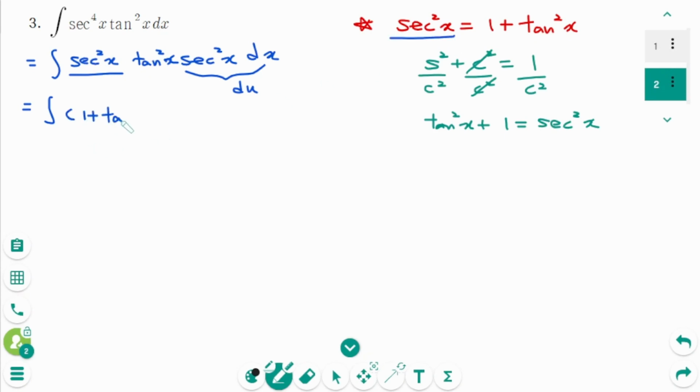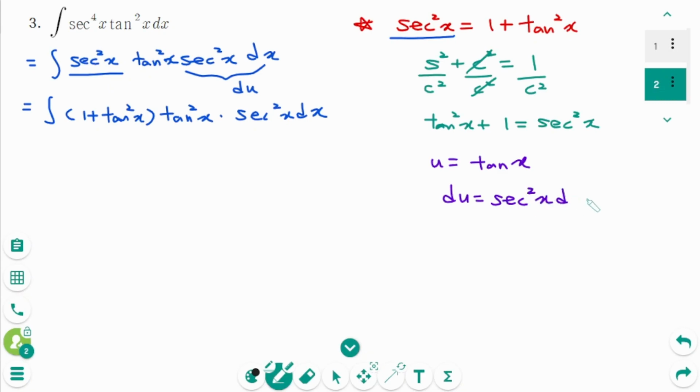1 plus tangent squared x times tangent squared x, then secant squared x dx. Now use u substitution. Let u equal tangent x, then derive on each side. Du equals secant squared x dx. Then integral of 1 plus tangent is u, then u squared times u squared, then du.